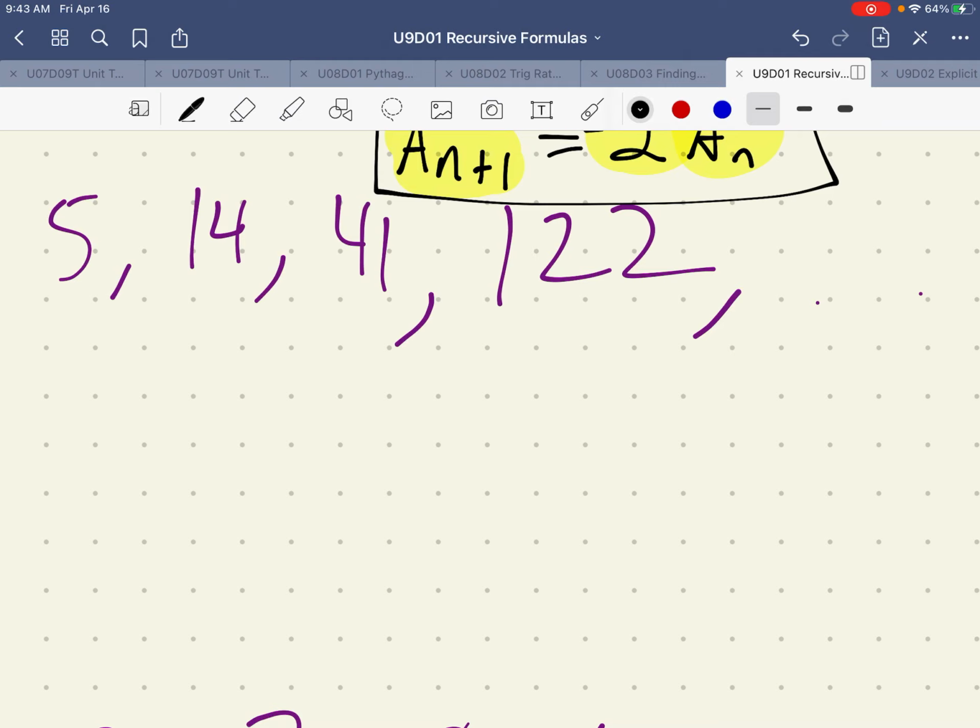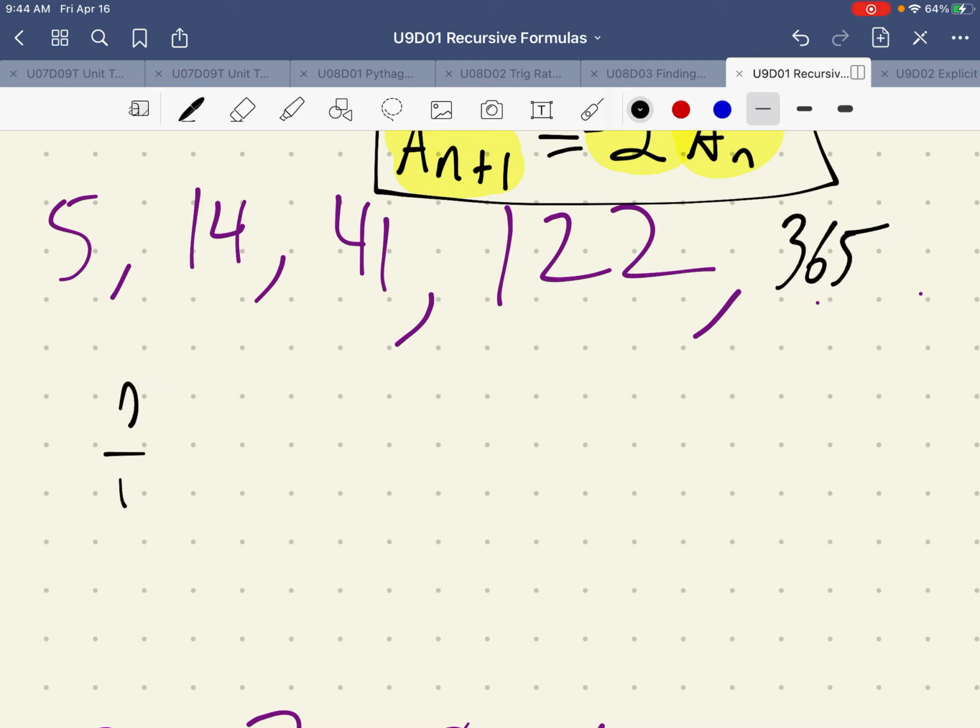So if we take 14 and multiply it by 3, we get 42. If we subtract 1, we get 41. If we multiply 41 by 3, we get 123, and if we subtract 1, we get 122. So we can find the next term by multiplying by 3, which would be 366, and subtract 1 is 365.